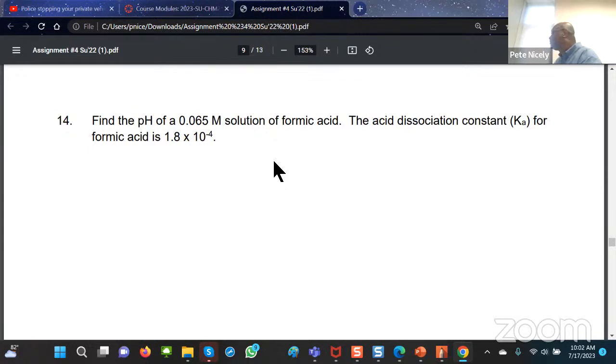So in the case of number 14, the question says, find the pH of a 0.065 M solution of formic acid. The acid dissociation constant Ka for formic acid is 1.8 times 10 to the minus 4. So this acid, among weak acids, is a relatively strong acid, all right? 1.8 times 10 to the minus 4 is one of the larger values for Ka.